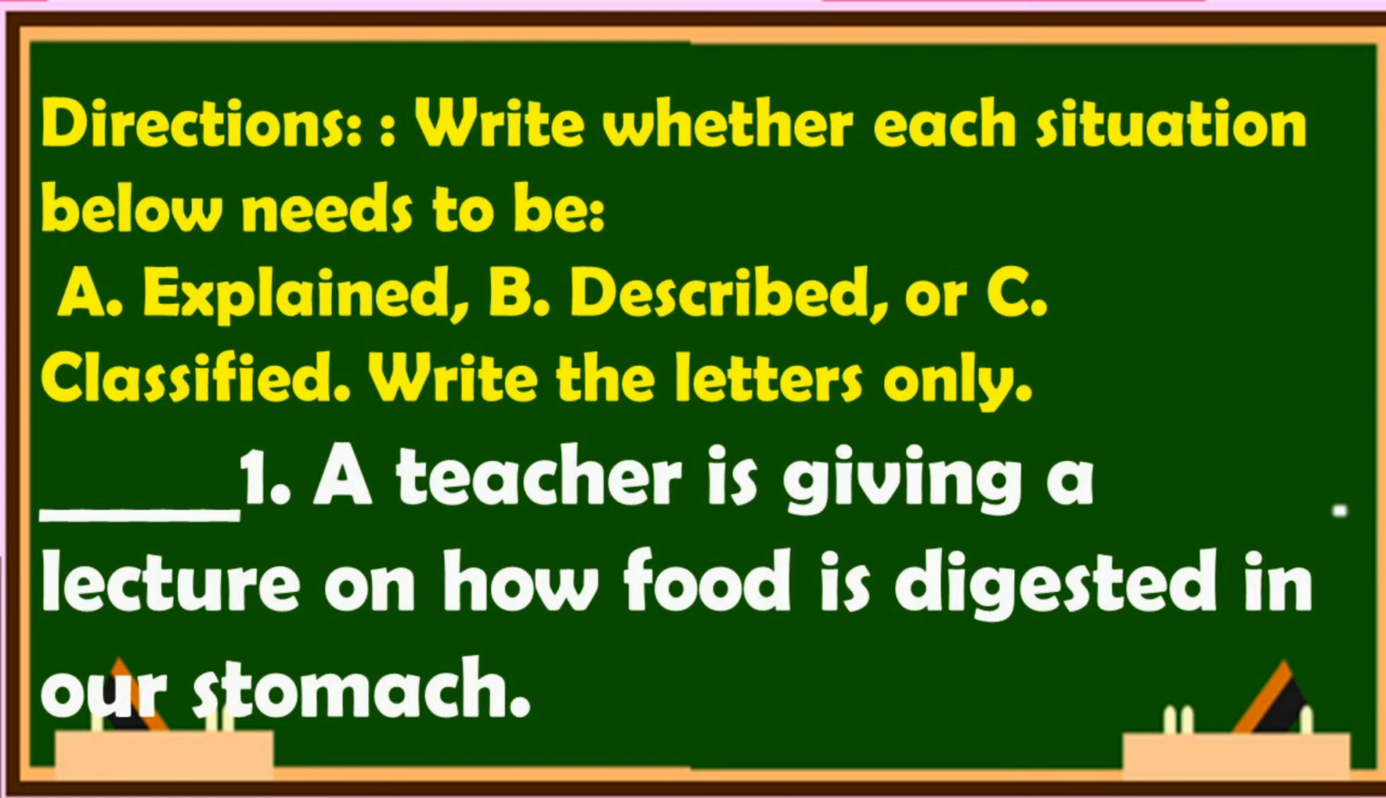Directions. Write whether each situation below needs to be A, explained, B, described, or C, classified. Write the letters only. Number 1. A teacher is giving a lecture on how food is digested in our stomach. What is the correct answer? Yes, that is letter A, explained.